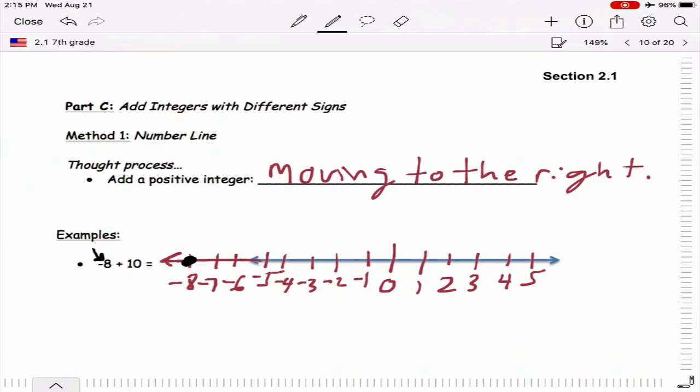So I graph the negative 8, and then this number tells me how many spaces to move it. Because it's positive, I move it to the right, and I'm moving it 10 spaces in this specific example. 1, 2, 3, 4, 5, 6, 7, 8, 9, and 10. So my answer is positive 2. Negative 8 plus 10 is negative 2.